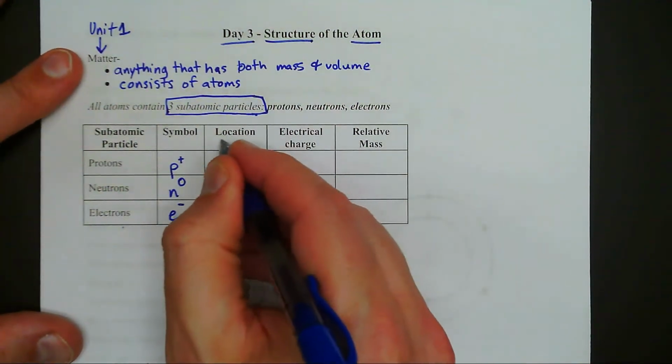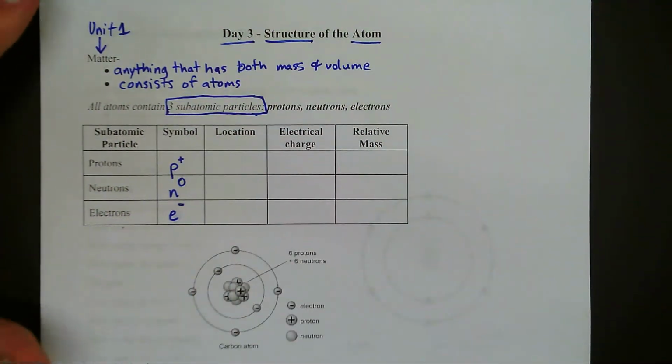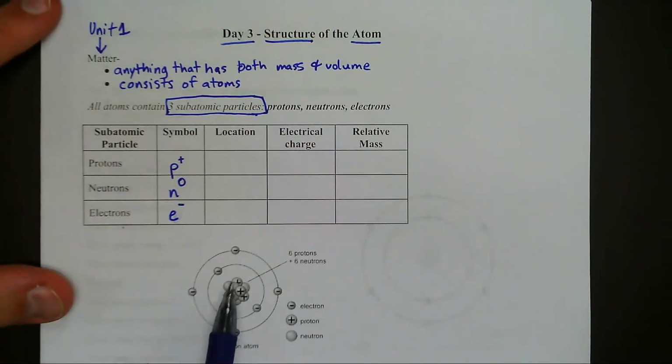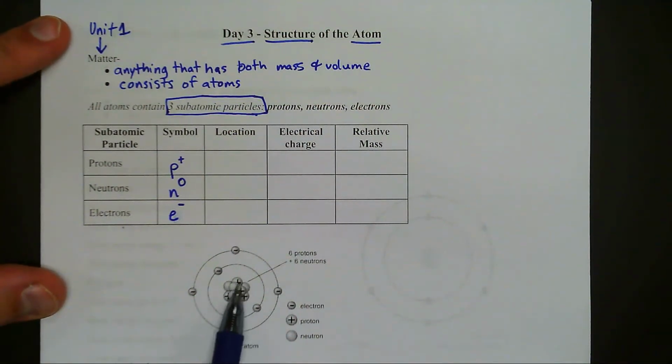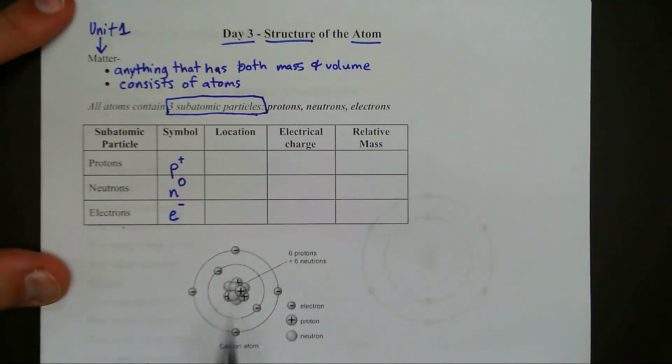This part is crucial, the location of them. This is crucial for us to understand, and you can see the picture down below here. But the only thing that's in the nucleus, which again, the nucleus is the middle, kind of like in biology, you had a nucleus of a cell, and that was located typically in the middle of a cell. The only things located inside the nucleus are the protons and neutrons.